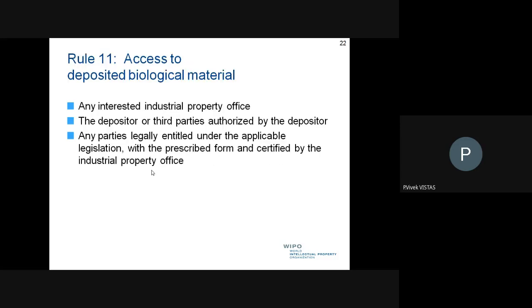So there is rule 11, access to the deposited biological material. Any interested industrial property officers can deposit the biological material, the depositor or third parties authorized by the depositor. So the depositor is the individual person or the third party authorized by the depositor. Any party legally entitled under the applicable legislation, with the prescribed form and certified by the Industrial Property Office, can easily deposit the biological material.